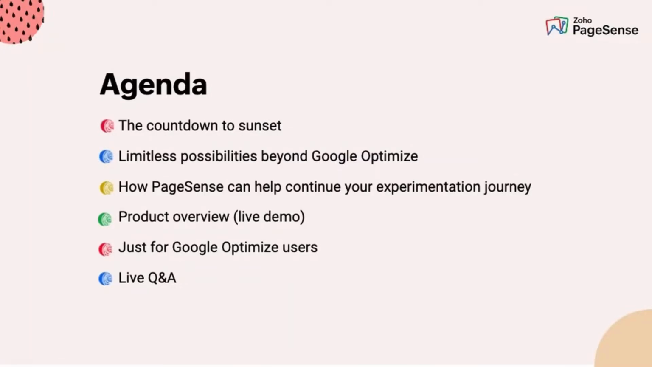So this is today's agenda. I'll be discussing the upcoming sunset of Google Optimize along with its constraints and how PageSense can help your ongoing experimentation journey. Additionally, our product expert will provide a live product demo. We'll also be highlighting how PageSense helps Optimize users with the transition, along with a live Q&A session with the support panel to address your queries.